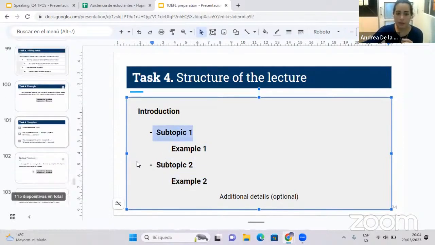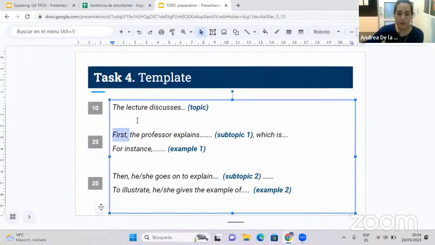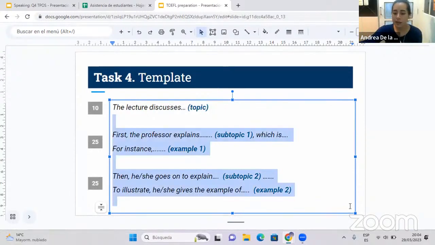And we said that this was the template that we were going to use. So it's pretty much a simple template. The only thing that I want you guys to remember is to use transitions to separate each element. So you need to use a transition to separate the subtopic with the example, to separate the first subtopic with the second. That's the only thing, right? In the introduction, you copy and paste what you have in the lecture. So you say the lecture discusses and you use what you have in the question. Make it as fast as you can and go directly into explaining the body of the lecture, right?